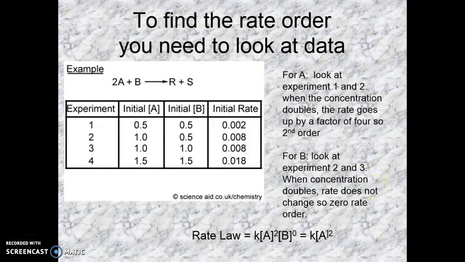So this is how I would write the rate law. And overall, since B to the 0 is irrelevant, it's 1, we wind up with a rate law that is just the concentration of A squared times the constant.